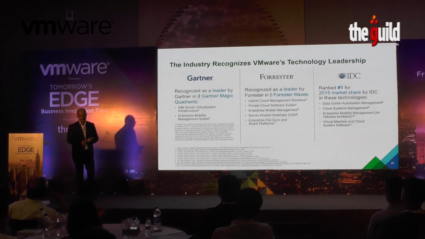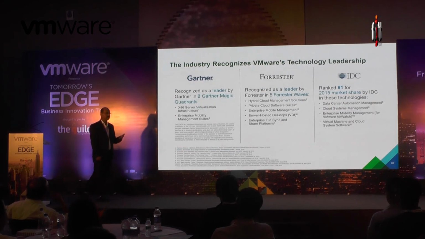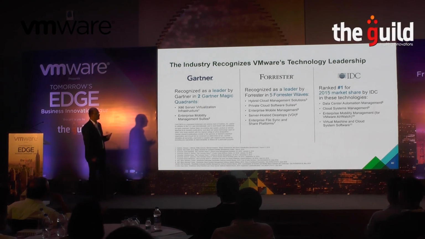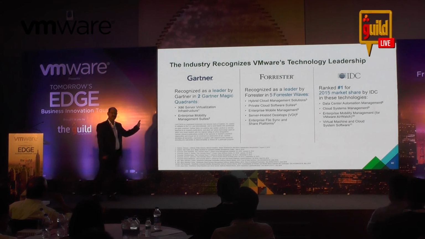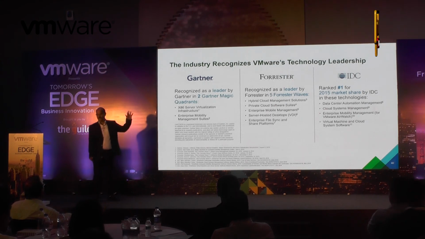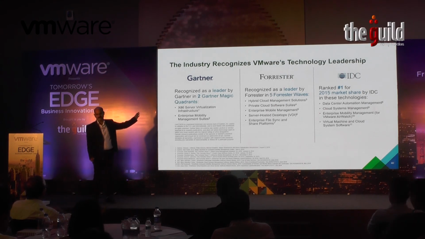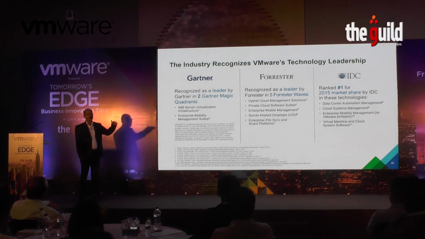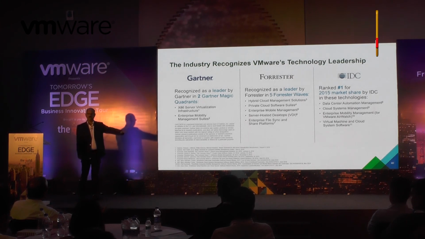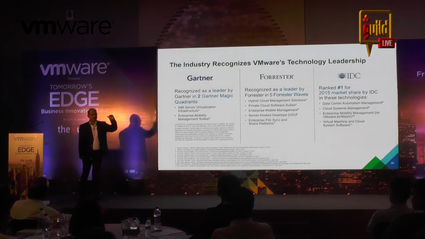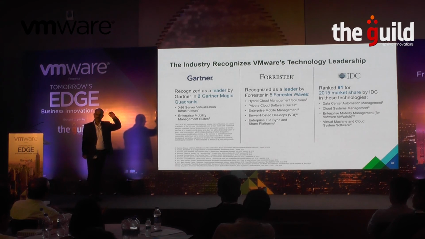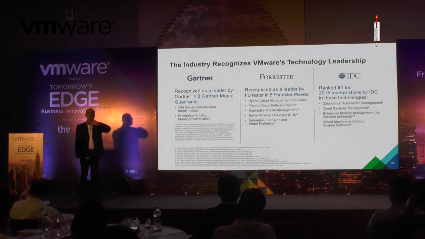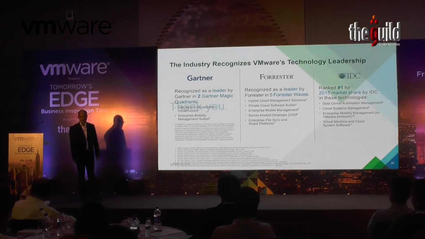Again, quickly, in terms of the industry, this is what the analysts like Gartner and Forrester talk about. These are the charts needed for people who believe in these ratings, whether it is Gartner, Forrester, or IDC. VMware is ranked number one, not only in server virtualization, but also in digital workspace, storage virtualization, and network virtualization. VMware is ranked in all these technologies.